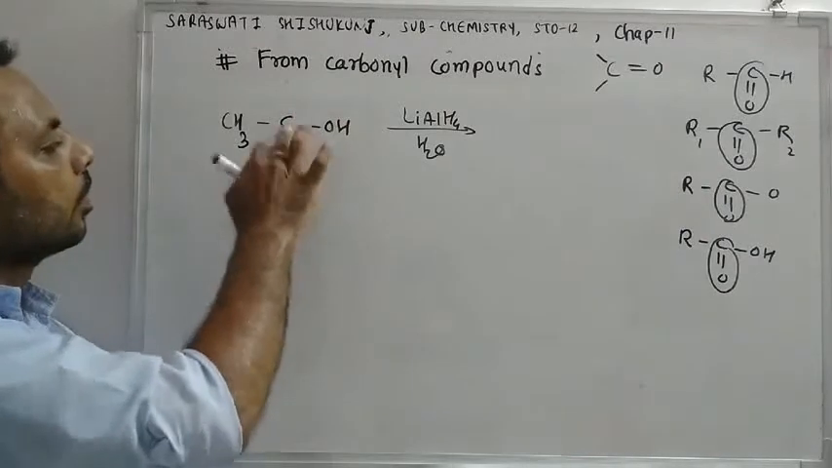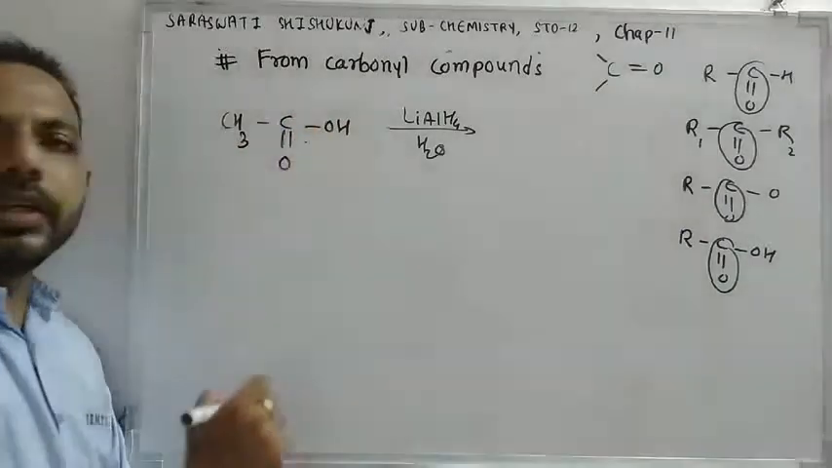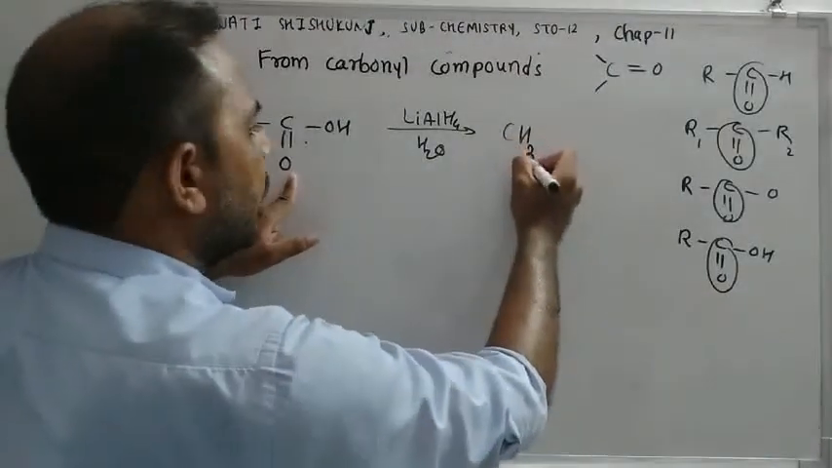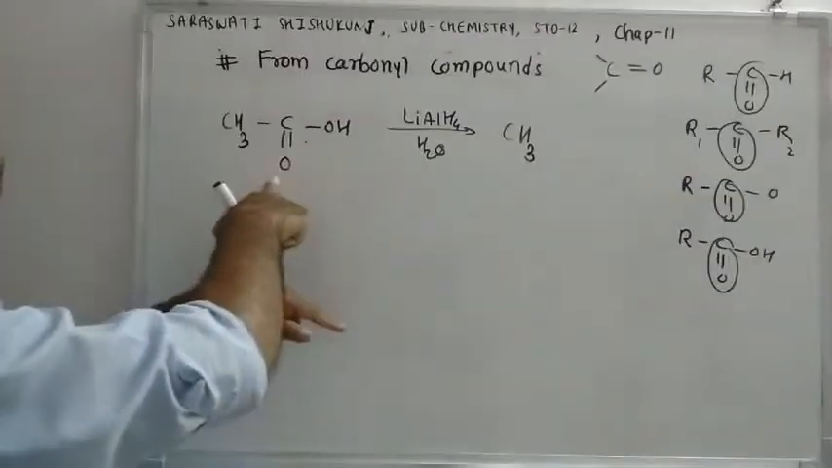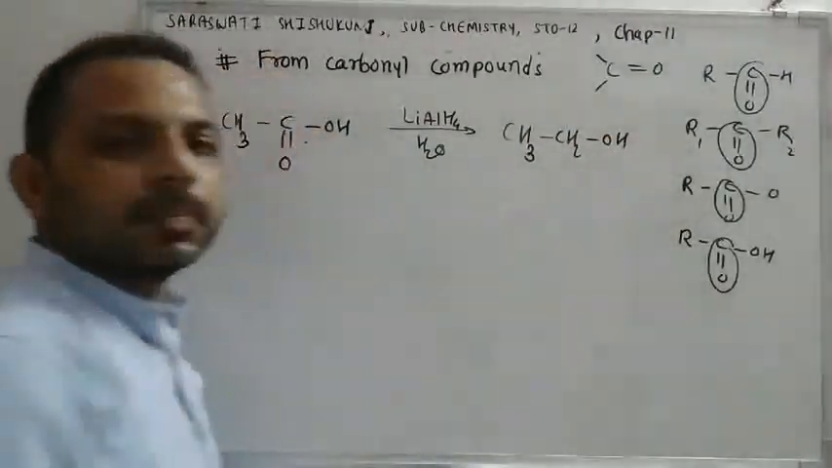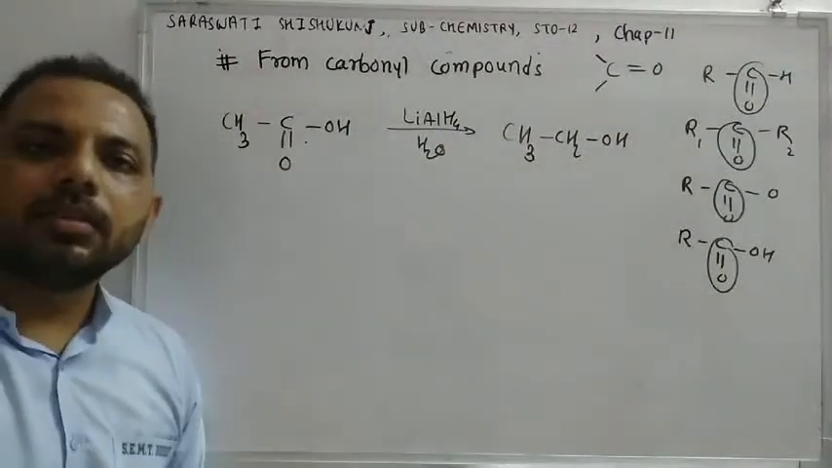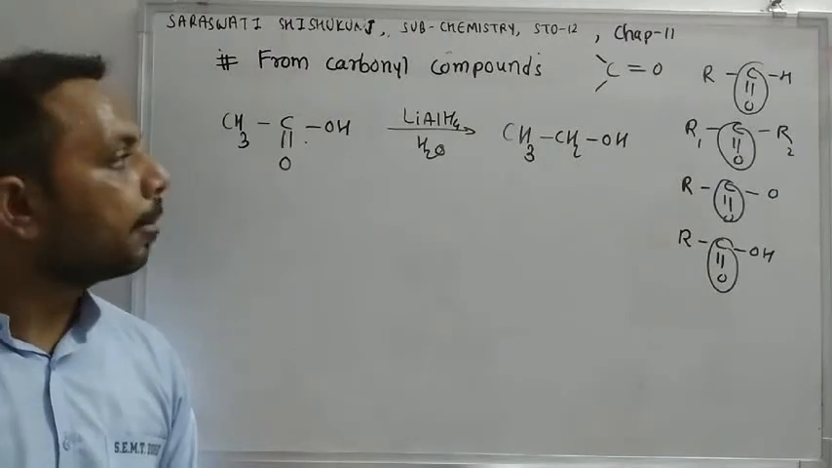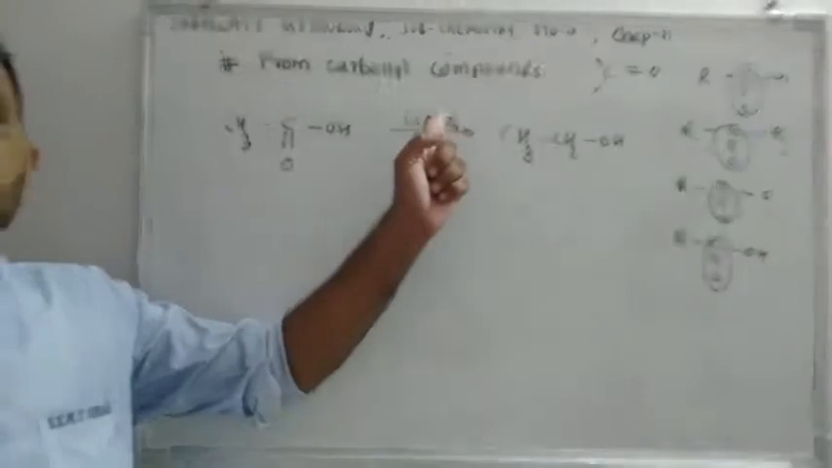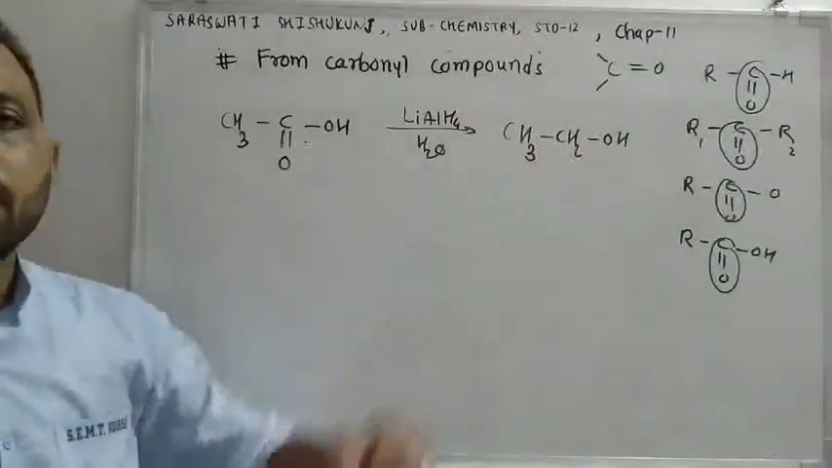Once again, for the reduction of carboxylic acid, we will remove oxygen, and we will add hydrogen. So we will get CH3CH2OH. This is for simplification, for your shortcut only. So if carboxylic acid is reduced by the strongest reducing agent, we will get alcohol.